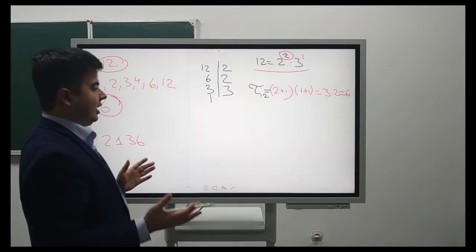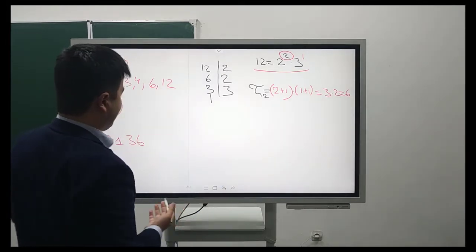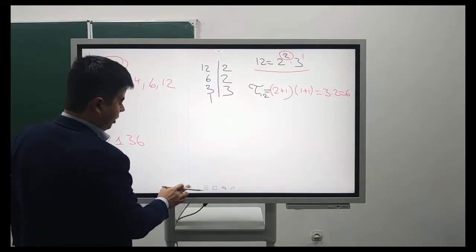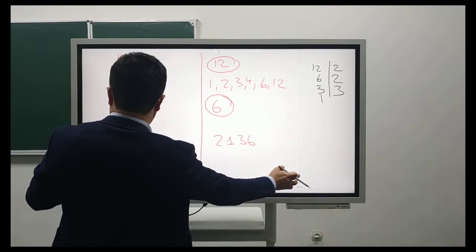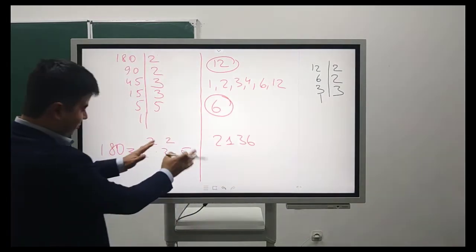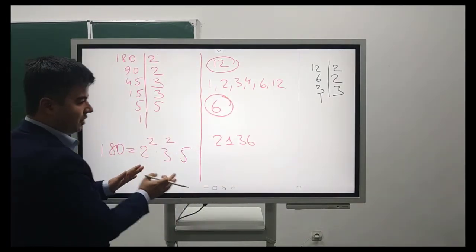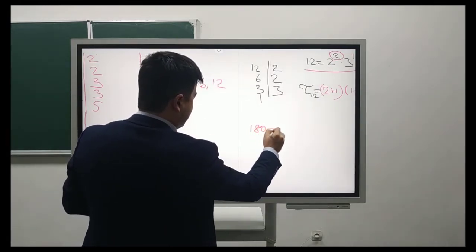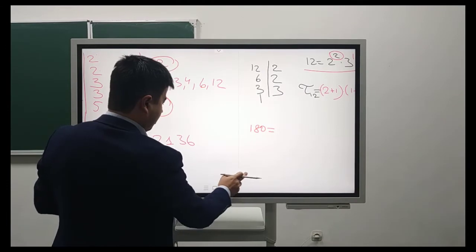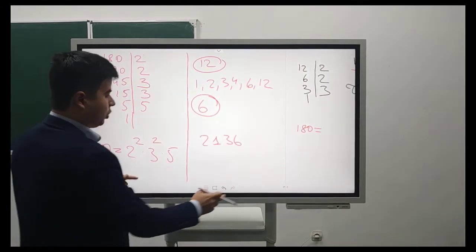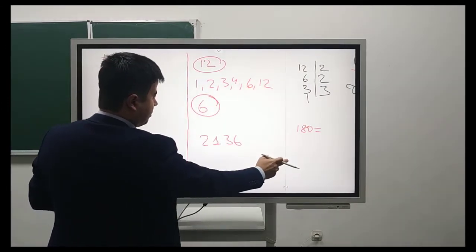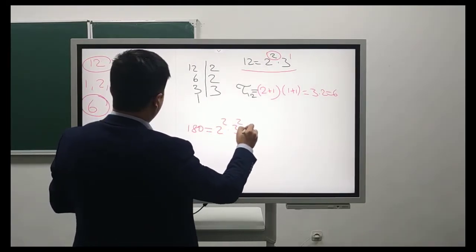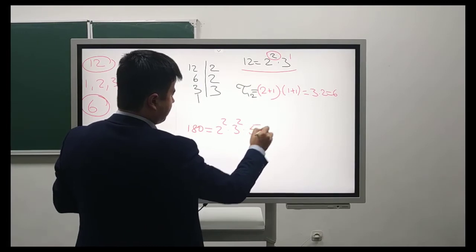And now, let's consider the next one. For example, any other number. Let's do this example, 180, because we already have its prime factorization. Okay, 180. What was our prime factorization? 2 squared, 3 squared times 5.